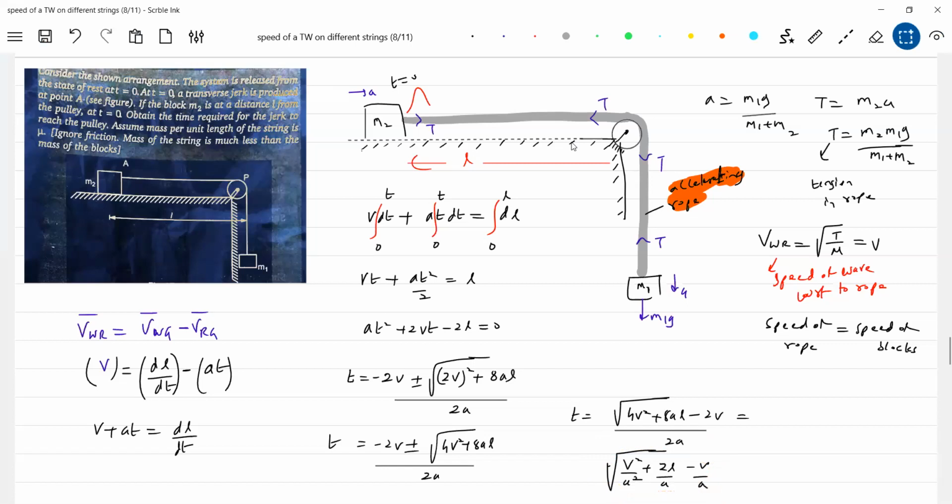Okay, now what is the thing? Time of traverse. This much of time. Again, what should we do? What is V? We have to substitute that value, T, everything. Only I just ended up here. What is A? Yes, A is acceleration.